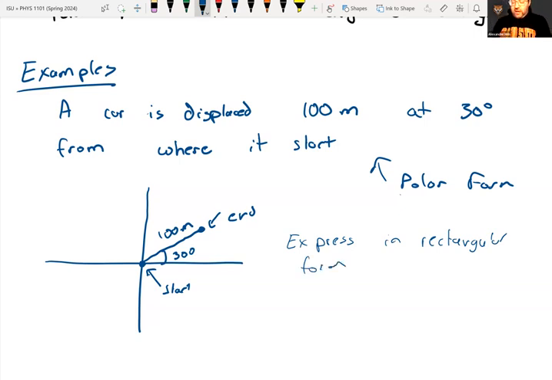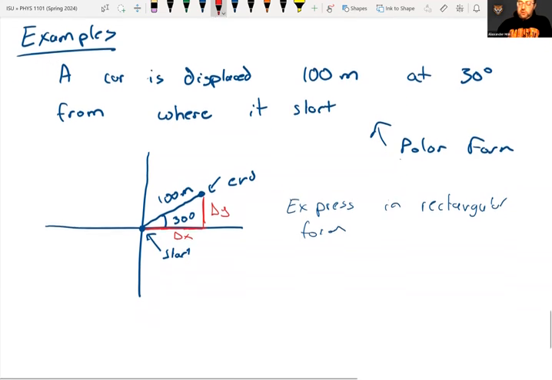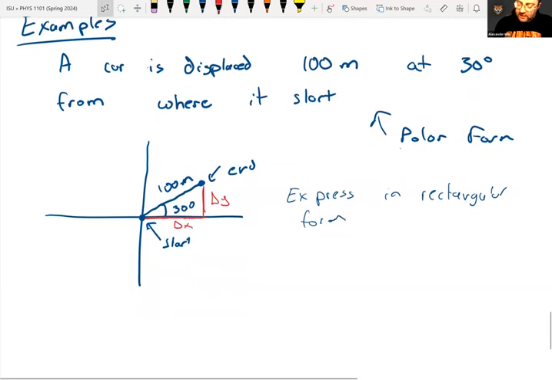Now, the idea here is that you could express it in rectangular form. In order to do that, what you would want to know is, okay, what is the delta x? How far did it go in the x direction? And then what is the delta y? How far did it go in the y direction? So you want to know delta x equals what? Delta y equals what?